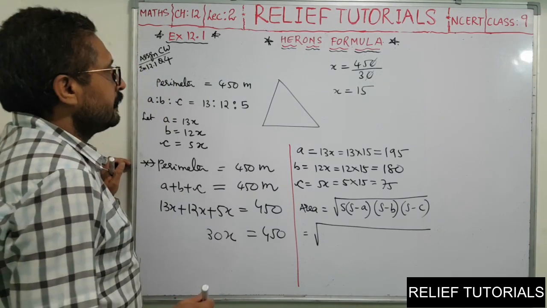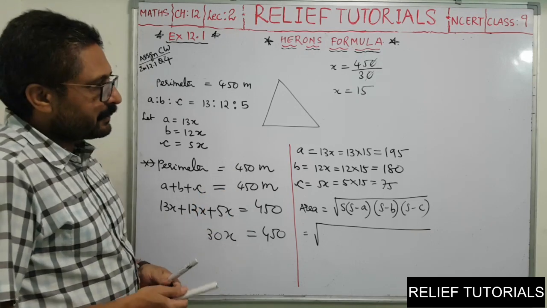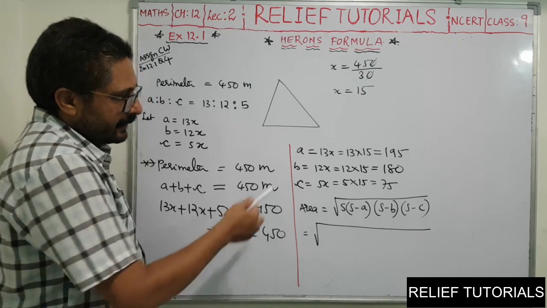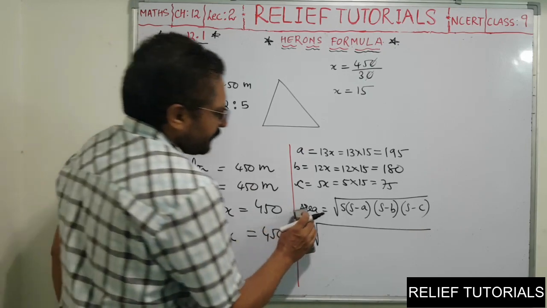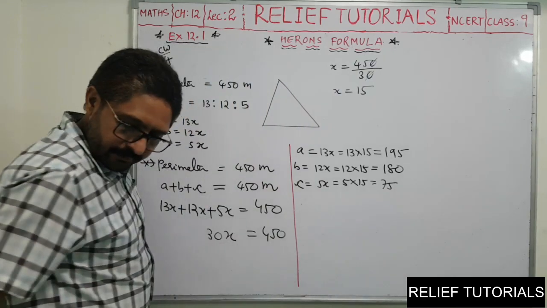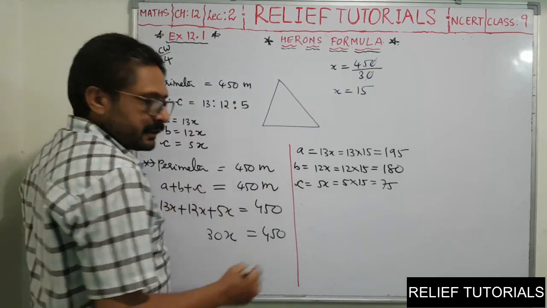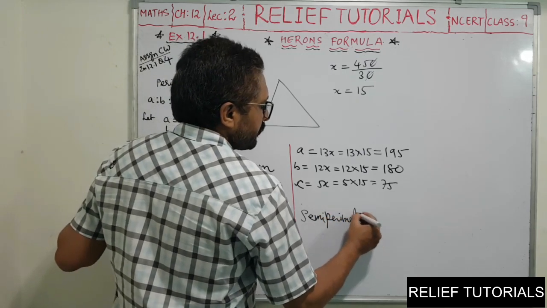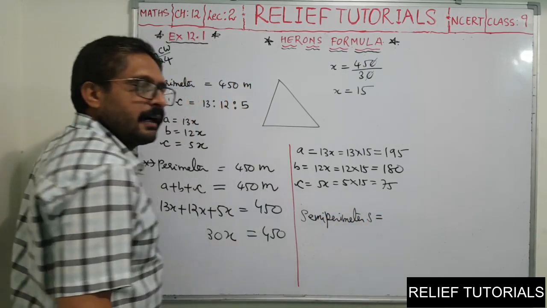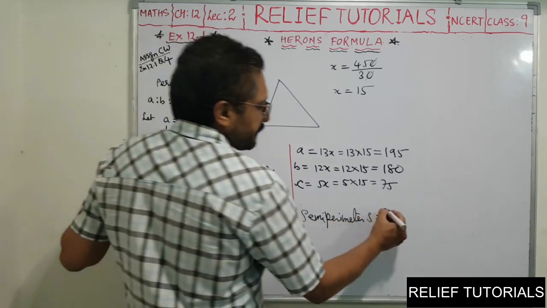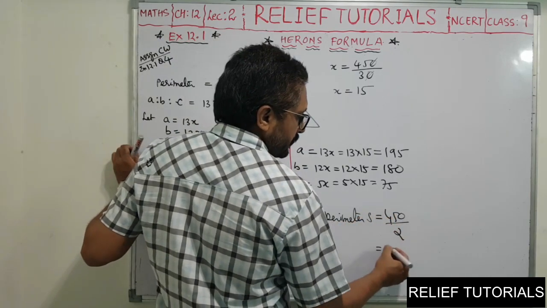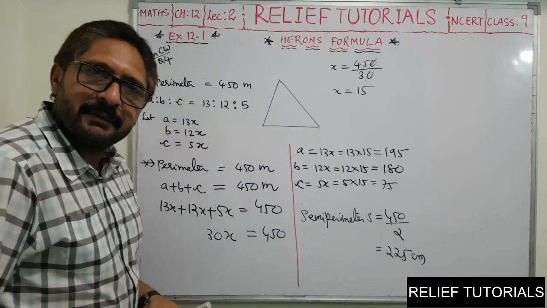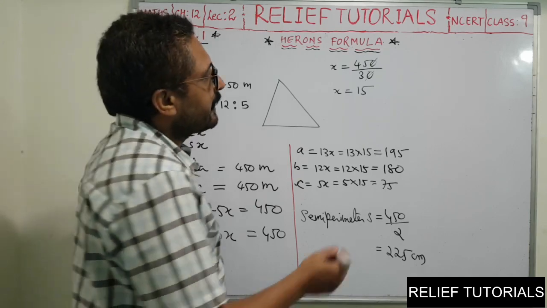So perimeter is 450. So semi-perimeter is... Here, S is given. See here. Perimeter is 450. So you want here the semi-perimeter. Yes. Half of the perimeter. Perimeter 450. Semi-perimeter is 450 divided by 2. So that is equals to 225 centimeter. So we got semi-perimeter. Now we'll find the area, required area.